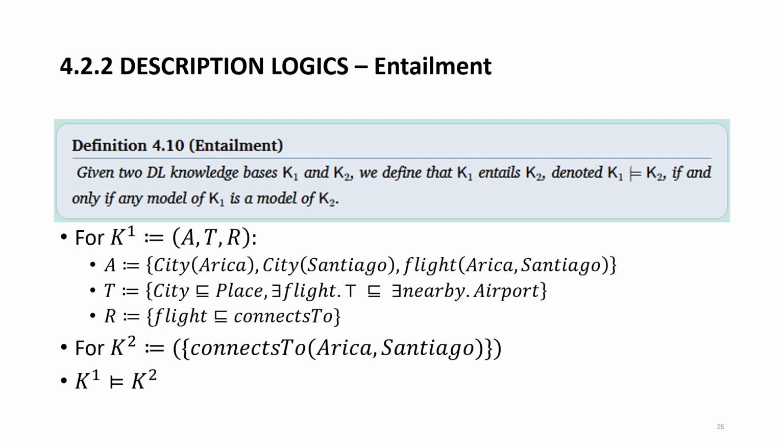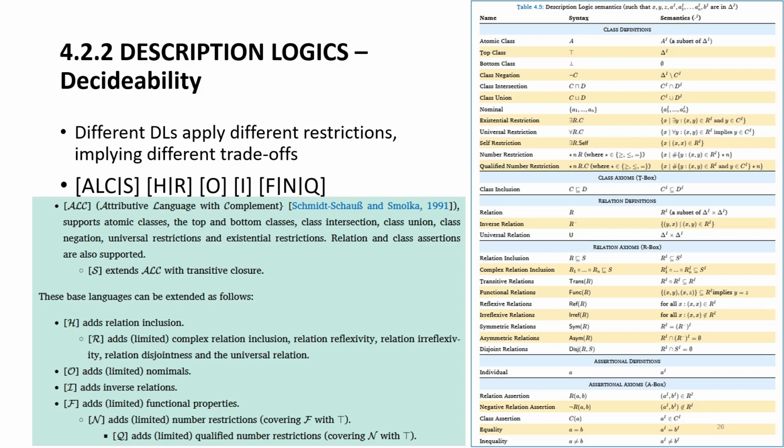So K1 entails K2. On the table on the right, there is a comprehensive list of description logic semantics, but we cannot use all of them. Like I said, we want decidability, and when you use all of those, we cannot have decidability. So we have to make restrictions. We can apply different types of restrictions, implying different trade-offs. Some restrictions will be faster but less expressive, or some will have more expressiveness, fewer restrictions, but they will have more complex computation.